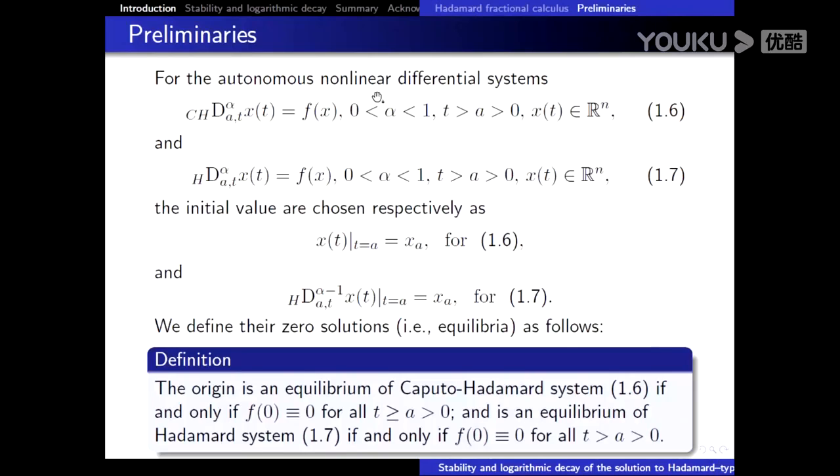For autonomous nonlinear differential systems, the capital Caputo equation and the Hadamard equation. The origin is an equilibrium for the capital Hadamard system if and only if f(0) is equal to 0 for all t. It is an equilibrium of the Hadamard system 1.7 if and only if f(0) equals 0 for all t. Here t is bigger than a. Here t is bigger than or equal to a.